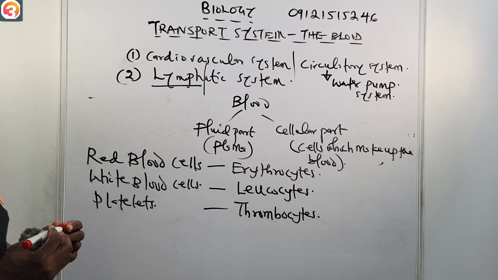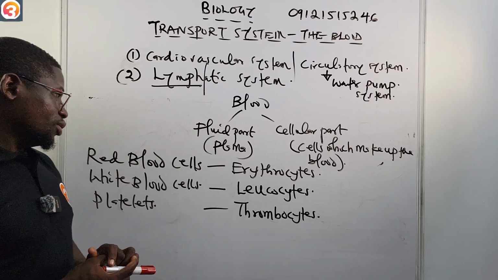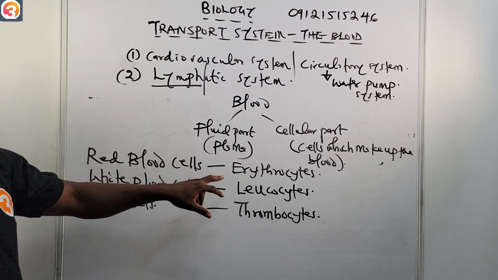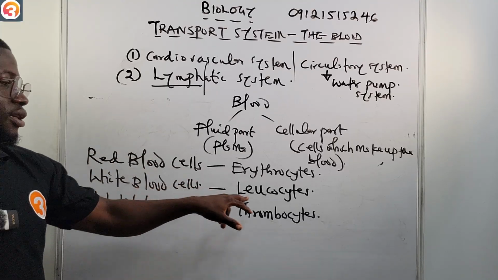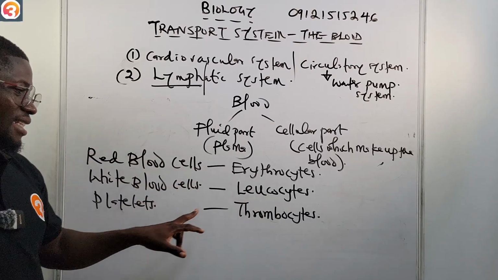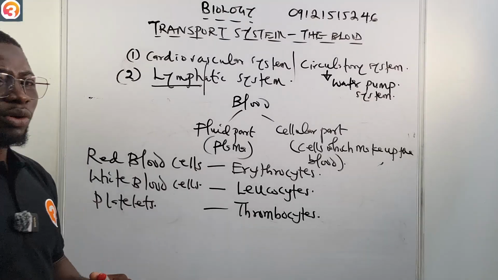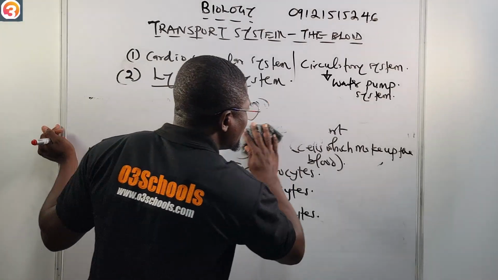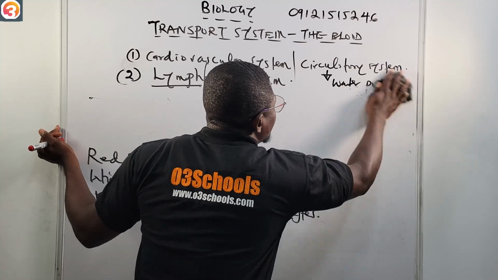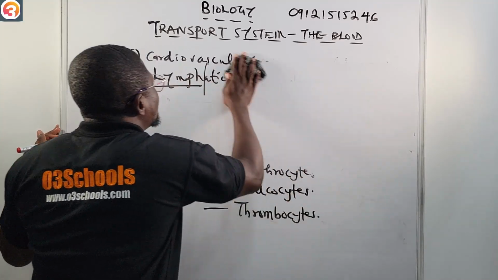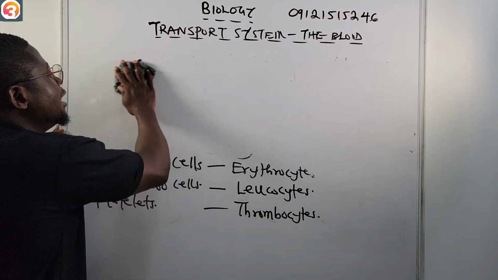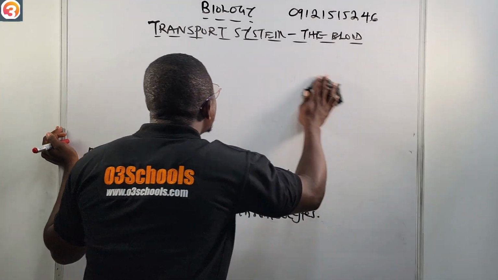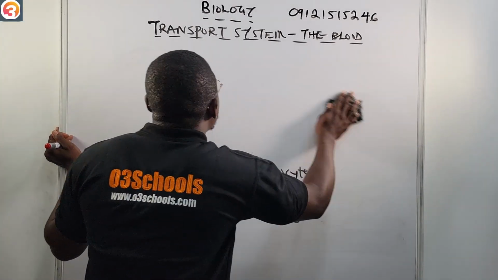So this is the cellular part of the blood. It contains the red blood cells, the erythrocytes, the white blood cells, the leukocytes, and the platelets, the thrombocytes. I'm going to take a look at them one after the other. So let us look at number one, the red blood cell. The name red means it is red in color.